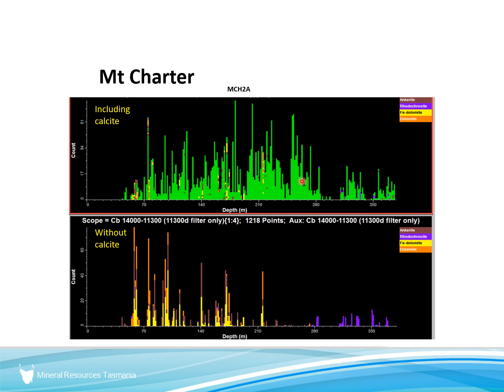See, it's dominated by calcite in green, but if we remove the calcite, the trace, if you like, carbonates are dominated by dolomite and ankerite, all this part of the hole, and then rhodochrosite down this part of the hole, which is the juicy part of the hole. So that's again, it's the rhodochrosite that's telling us where the goodies are.